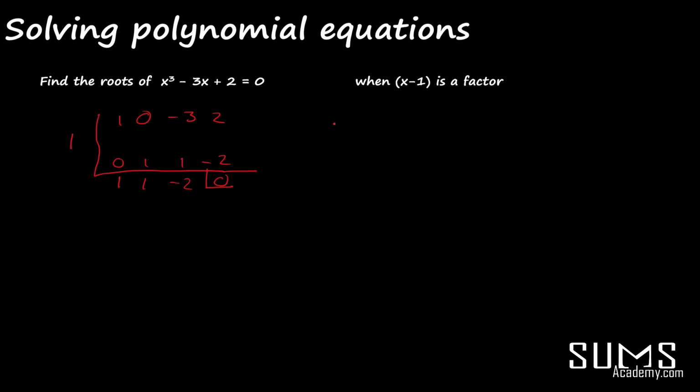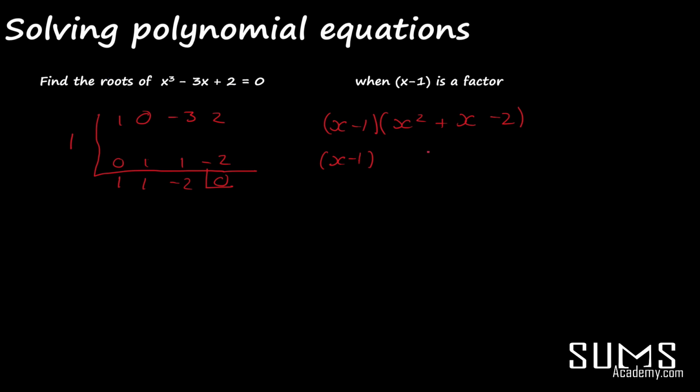Okay, so we know that x minus 1 is a factor, and now we know from here that we have x squared plus x minus 2. That's our quotient, and there's no remainder. So what we need to do now is factorize that expression. So it's going to be x minus 1.